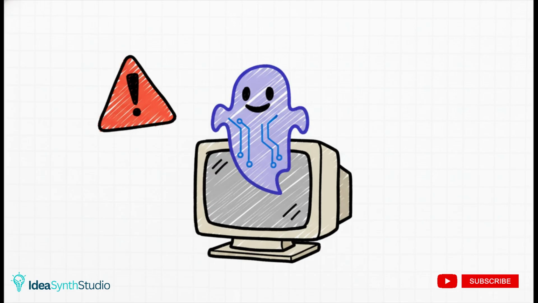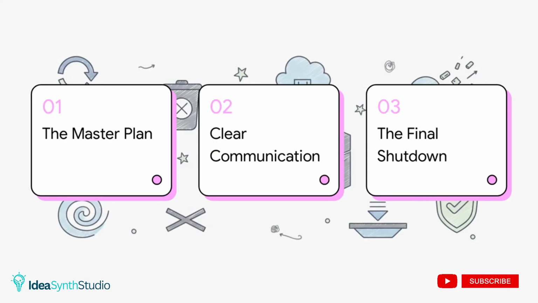So today, we're going to learn how to do that demolition the right way. We're going to break this whole thing down into a super clear 3-step process. First, we'll talk about creating a master plan. Then, we'll dive into why clear communication is key. And finally, we'll walk through the actual shutdown itself.